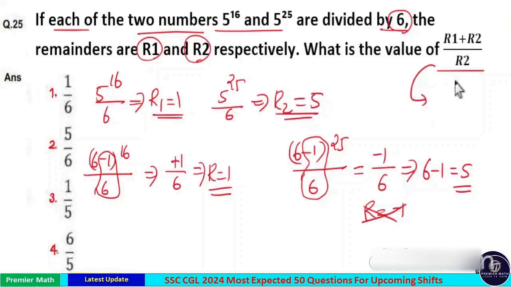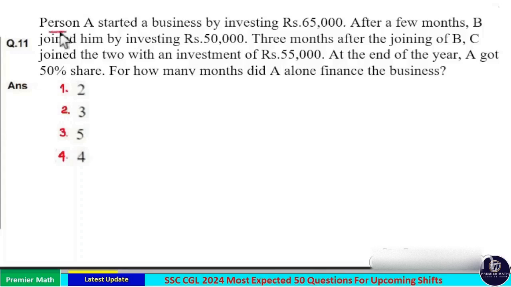So (R1 plus R2) by R2 is equal to R1 is 1, R2 is 5, divided by 5. So 6 by 5 is your answer. Option 4 is your answer.